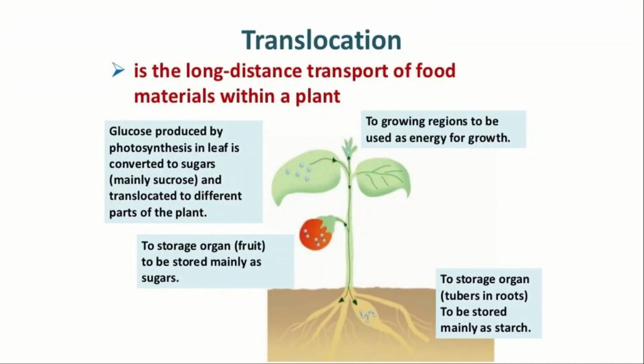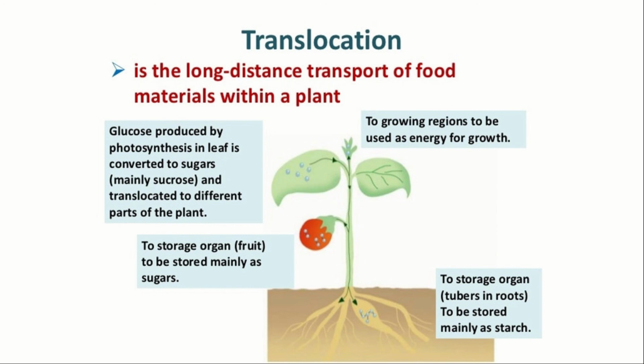Whereas translocation is the long distance transport of food materials within the plant. Glucose produced by photosynthesis in the leaf is converted into sugar, mainly sucrose, and translocated to different parts of the plant. To storage organs, that is fruit, to be stored mainly as sugars. To growing regions, to be used as energy for growth. To storage organs like tubers in roots, to be stored mainly as starch.